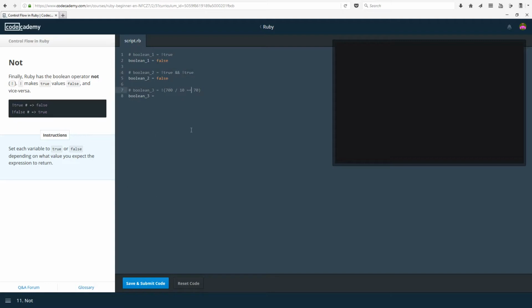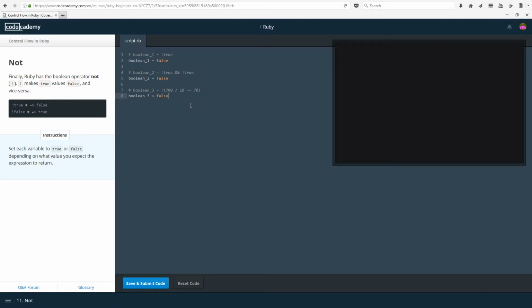Boolean 3, so we have the brackets. Just like in mathematics, you look at the brackets first. 700 divided by 10 is 70. So that takes precedence. If you think of BODMAS, division, even in this case, has a higher priority than comparison. So 700 divided by 10 is going to be 70. 70 equal to 70. True. Not true. False.